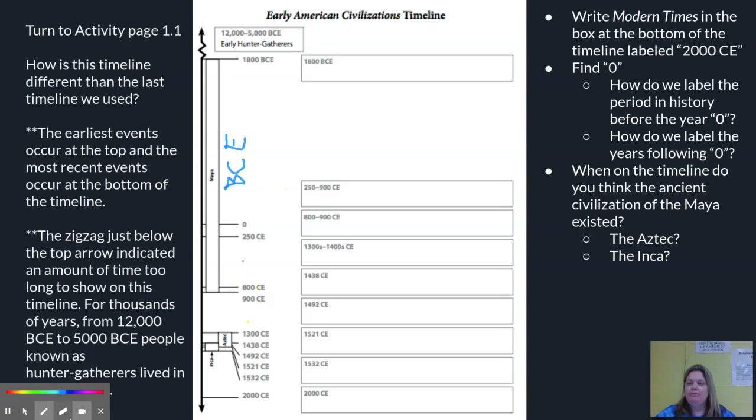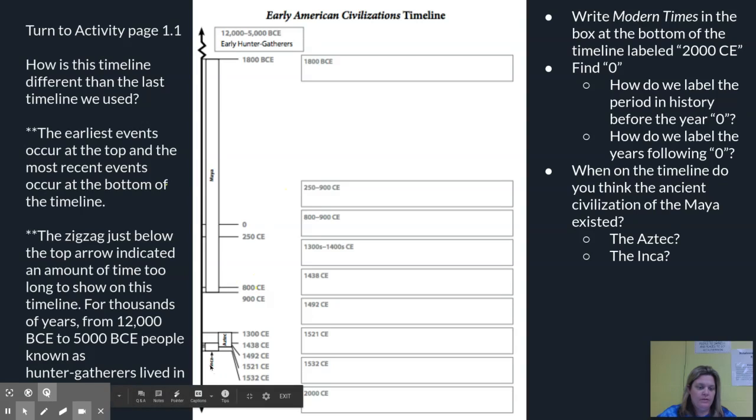When on the timeline do you think the ancient civilization of the Maya existed? Now look at the timeline. When do you think the Maya existed? Okay. Now what about the Aztecs and the Incas? Okay, there's the Incas, there's the Aztecs.